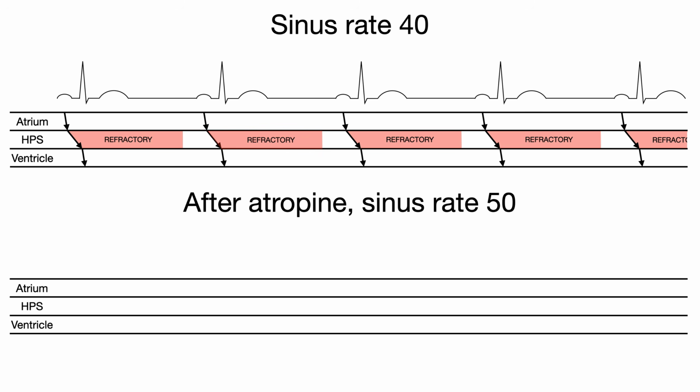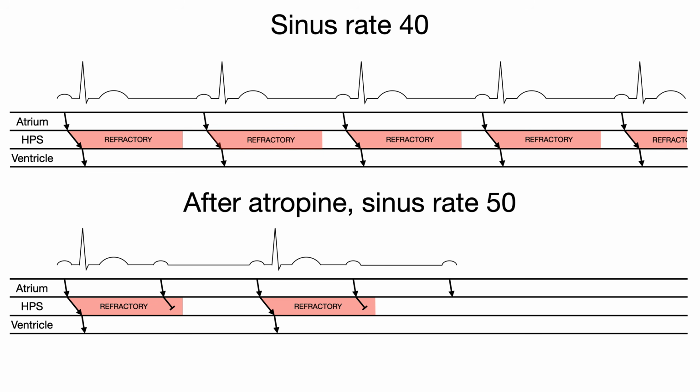So now we have that same patient. They have the same refractory period in their His-Purkinje system, but now the sinus heart rate is a lot faster. So you get your P wave, it works its way through the His-Purkinje system, you get your QRS complex, but the next P wave comes before the His-Purkinje system got through its refractory period. So it's hitting a refractory His-Purkinje system. It can't conduct through that. It's going to go ahead and block. Things continue onward, and by the time the next sinus beat arrives, again, the His-Purkinje system has recovered, but the next one's going to come, and it's going to encounter refractoriness, and it's going to block.